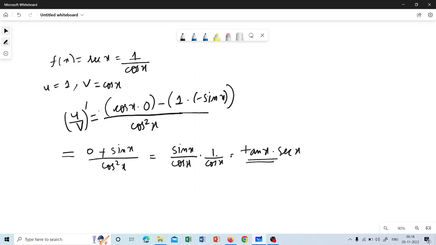So the differentiation of secant of x is tan x into secant of x. Now I am going to compute the differentiation of tan x using it. So how am I going to compute the differentiation of tan x? f of x is equal to tan x, which is equal to, I can write, sin x into secant of x.